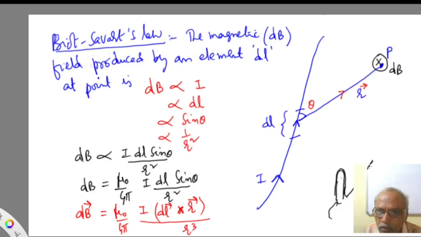You have to keep it in the direction of this one, like this. Right hand thumb is in the direction of current. Thumb we have to keep in the direction of current. Then these fingers are in the direction of the magnetic field.